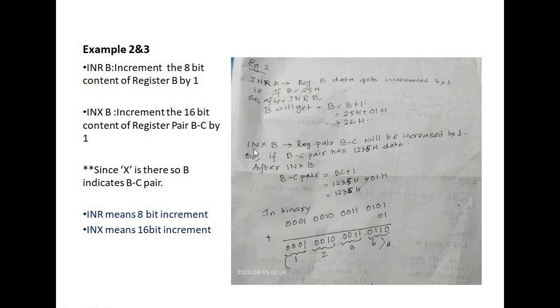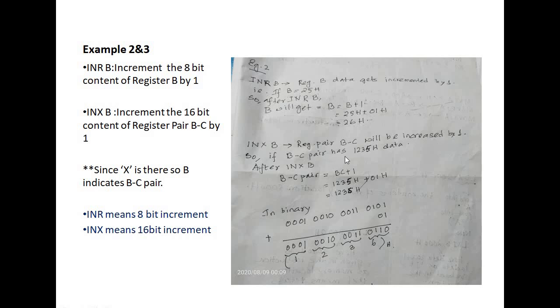Next example, INX B. Now see here, in the instruction X is mentioned, right? So if X is mentioned, B will indicate what? Register pair BC. Understood? B will indicate register pair BC because X is mentioned. I have told you about the trick: if X is mentioned in the instruction, that particular register will be a register pair. Okay, so INX B means register pair BC will be incremented by 1.